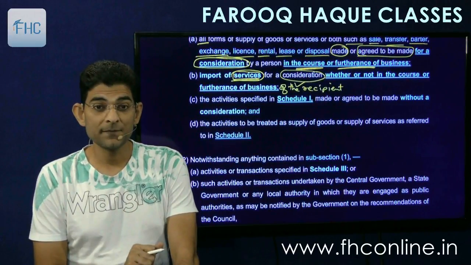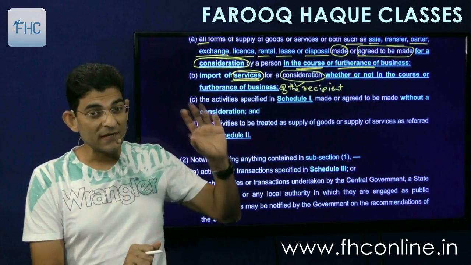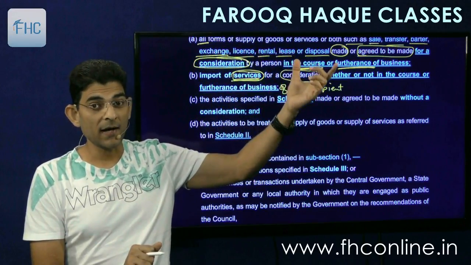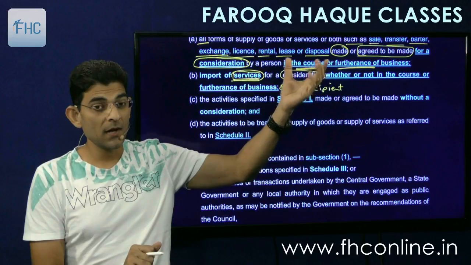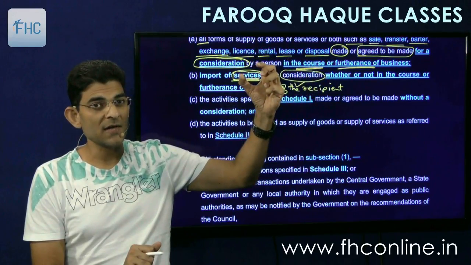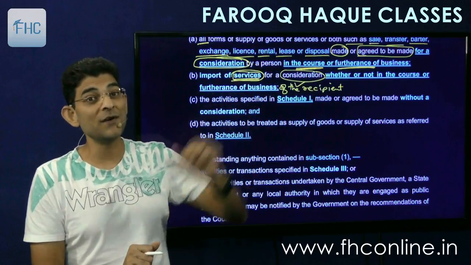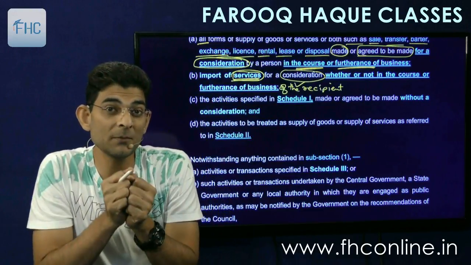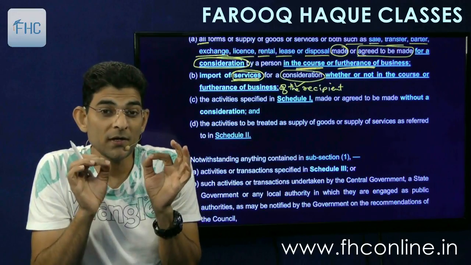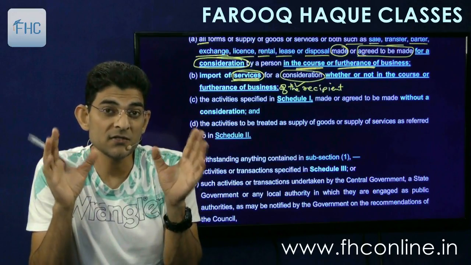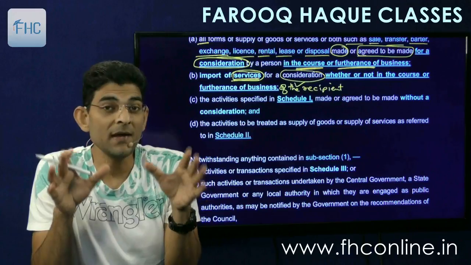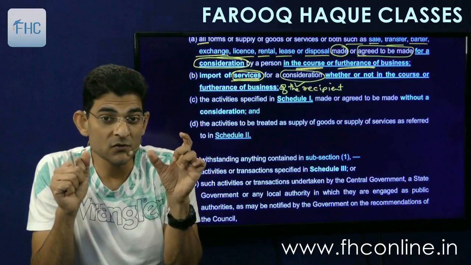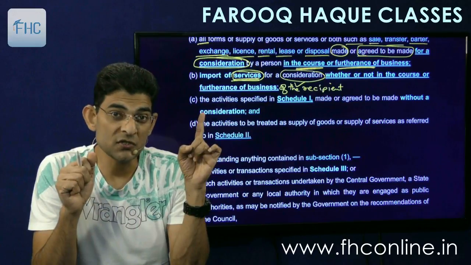Then point number C. Now point number C is also an exception to point number A. A says that there should be consideration and it should be in the course of furtherance of business. But what if there are certain transactions which are without consideration? What if there is no consideration? Will they be called a supply? So in few situations the answer is yes. They will be called a supply even if there is no consideration. So those few transactions are covered by clause C.